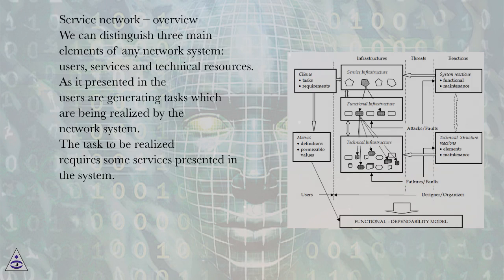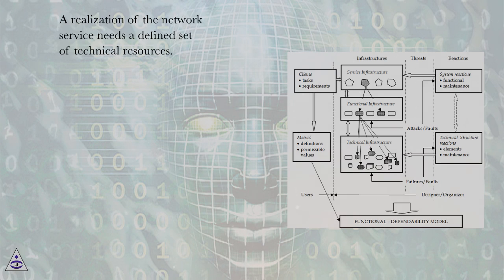Service network, overview. We can distinguish three main elements of any network system: users, services and technical resources. As presented, the users are generating tasks which are being realized by the network system. The task to be realized requires the services presented in the system. A realization of the network service needs a defined set of technical resources.